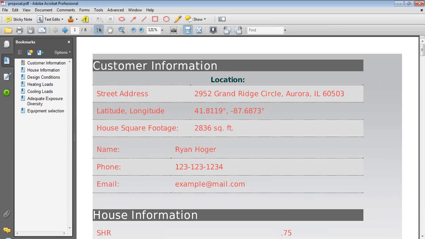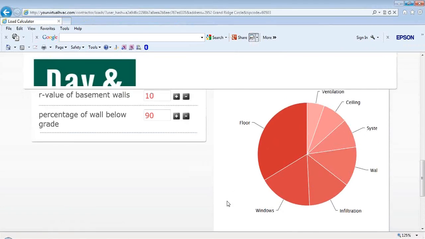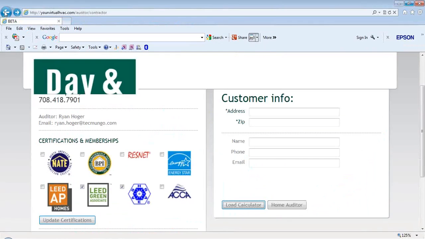All right. If anybody has any questions, go ahead and type them in the chat box. If not, I'm going to back out of here a little bit and go to the Energy Auditor tool so you can see that.